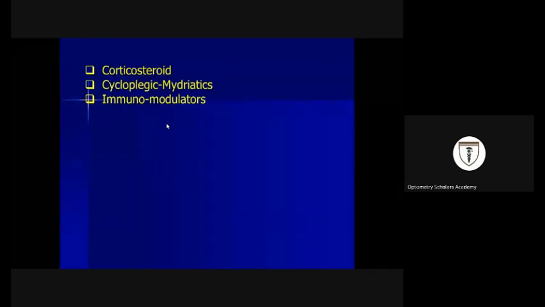So the cycloplegics or mydriatics are drugs, most of them can be both therapeutic and diagnostic. An example is atropine. Atropine is both mydriatic and therapeutic. It's used to treat uveitis, and it's also used to dilate the eyeball for internal examination, for fundoscopy, and it's also used to knock off accommodation for cycloplegic refractions.